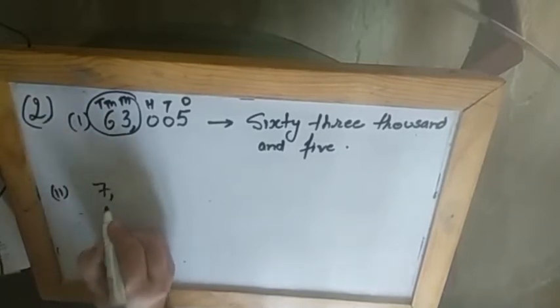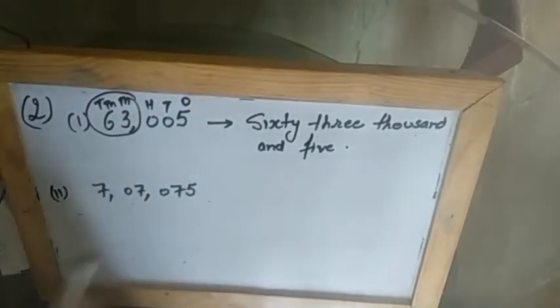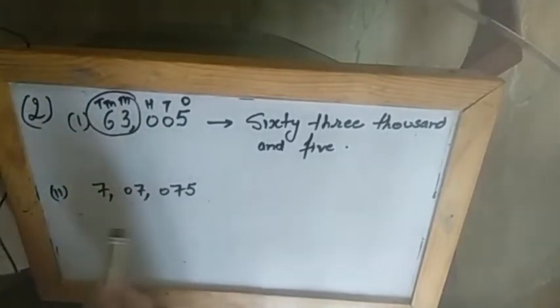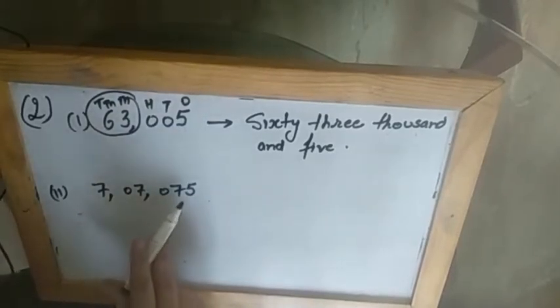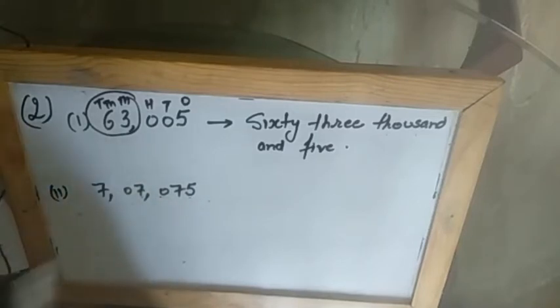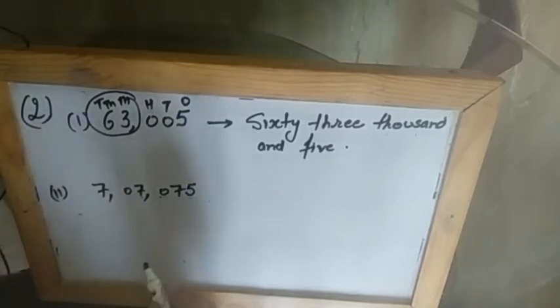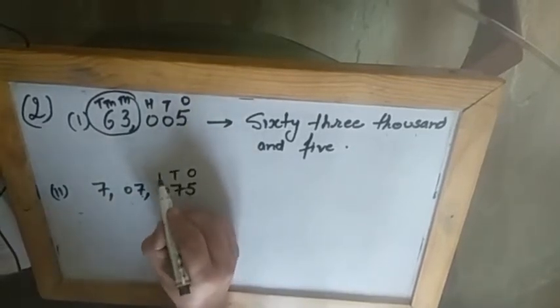Now let me take one more example. 707,075. Now how will you come to know whether we have to write this? They have asked you to write in words, but they have not mentioned whether to write these in Indian or international place value system. So how will you come to know whether this is Indian or international? So I'll come to know by their commas. The first comma is after 3 places, then the second comma is after 2 places. This is not the same with international system. This is Indian system.